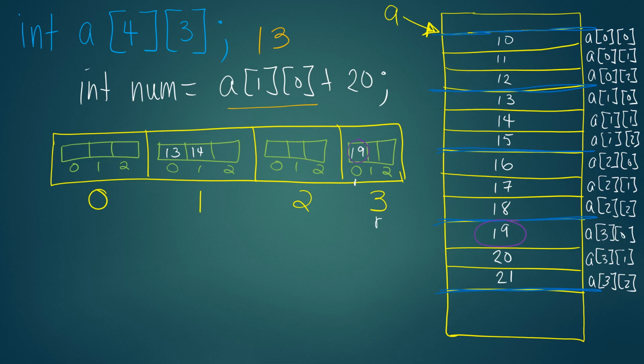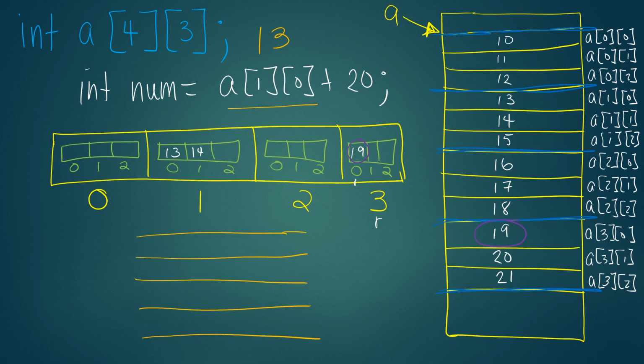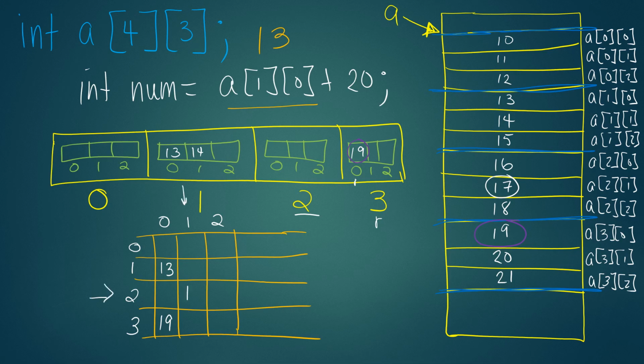So the table has 4 rows, and 3 columns. So this is the same, only this is going to be 0, 1, 2, 3, 0, 1, 2. So if you were to go to 1, 0 would be 13. 3, 0 is 19. If we go to row 2, column 1, which is right here, it's a 17. Row 2, column 1 is 17.